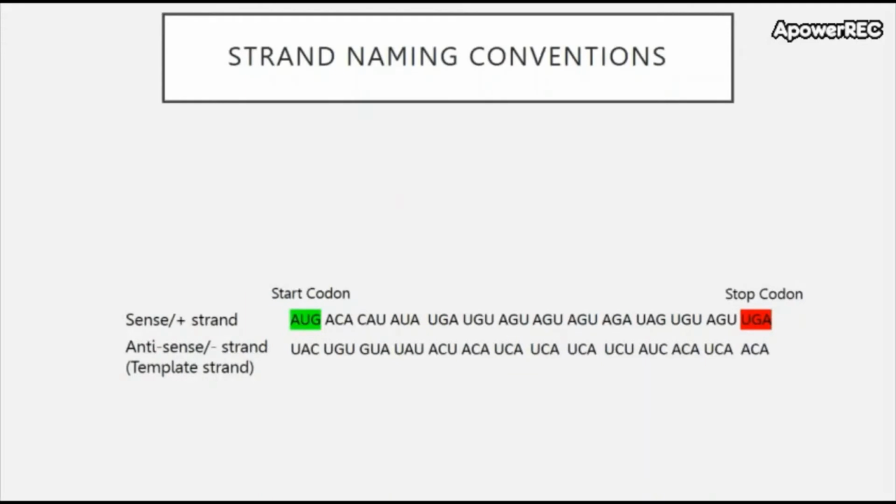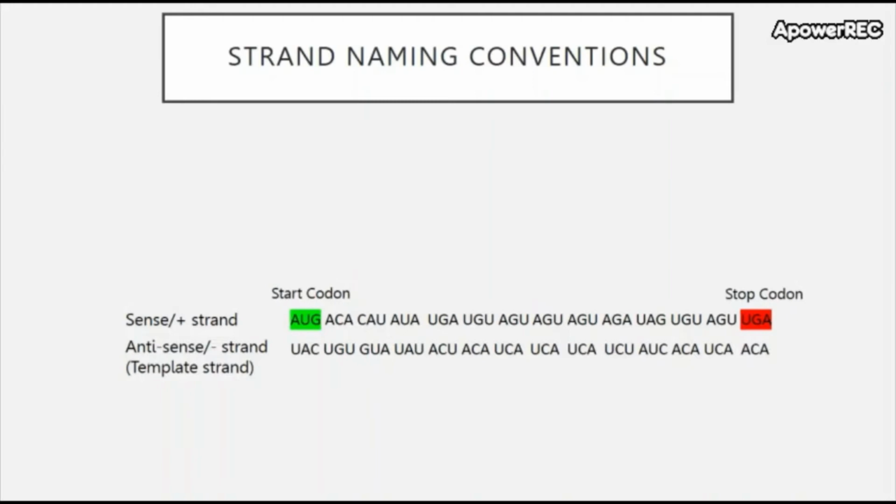In this image, we can see how those strand naming conventions play out. Again, the top strand is written from 5' to 3', and the bottom strand is written 3' to 5'. Here I've written the start codon first as AUG. If this was DNA, it would be ATG. And the stop codon here is UGA.